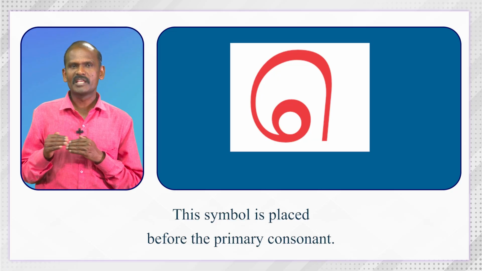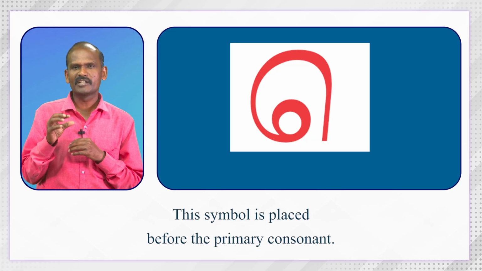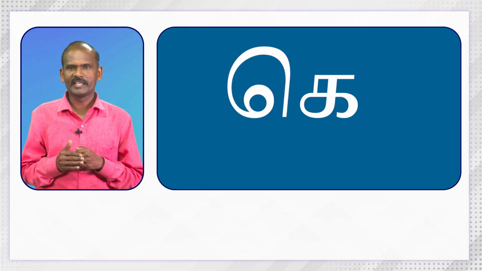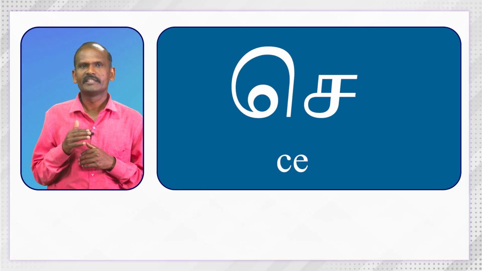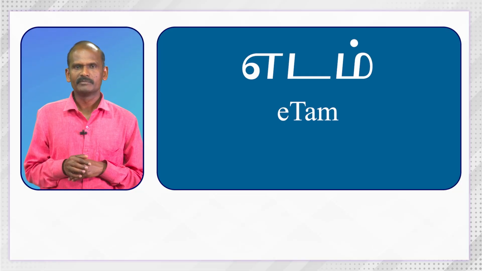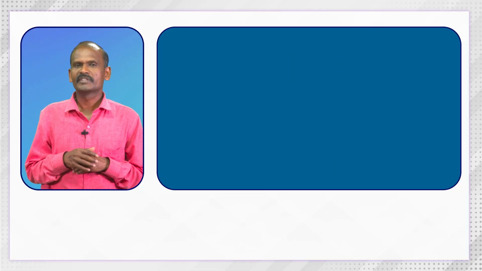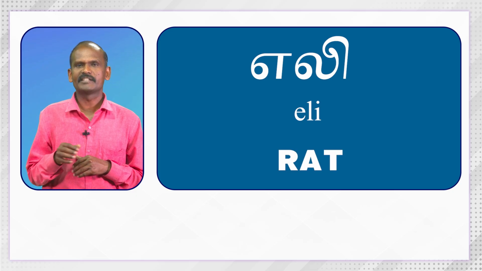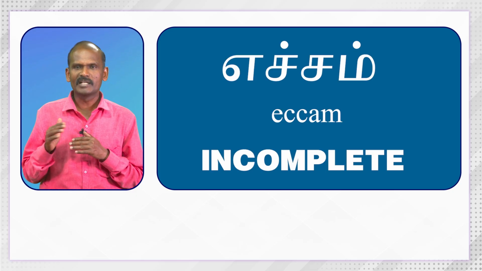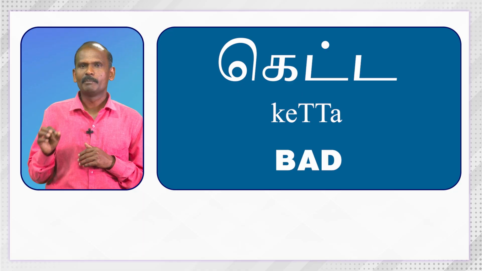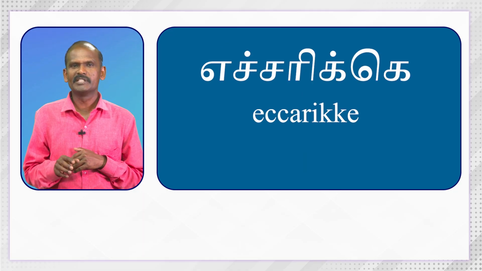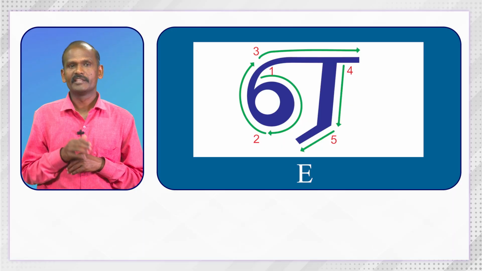Look at the secondary symbol of the letter which is displayed on the screen. This symbol is placed before the primary consonant. Now let us see some examples in which the letter A is used. Edam means place. Eli means rat. Ekam means incomplete. Ketta means bad. Echarikkai means warning.